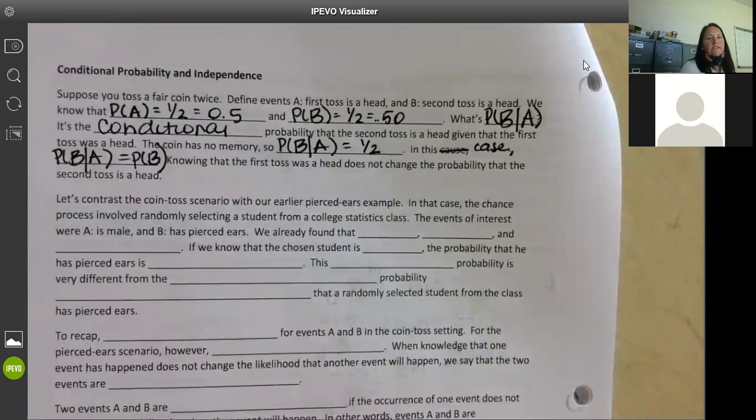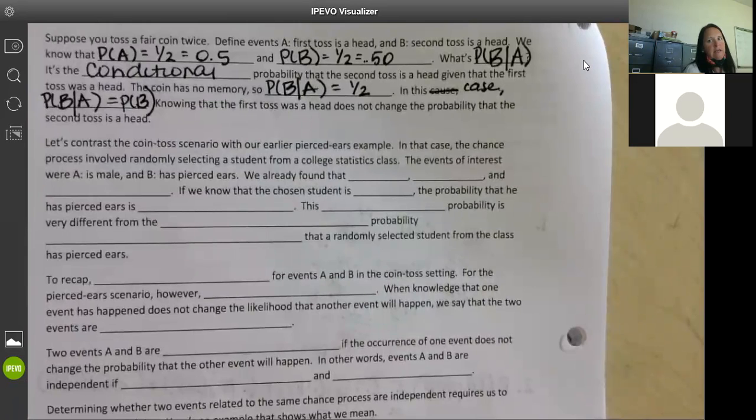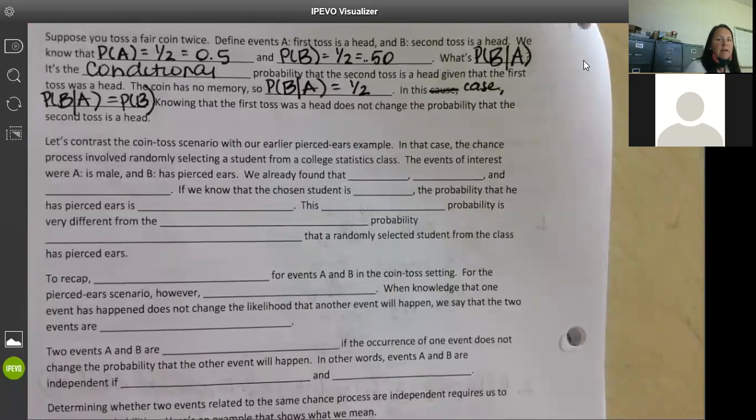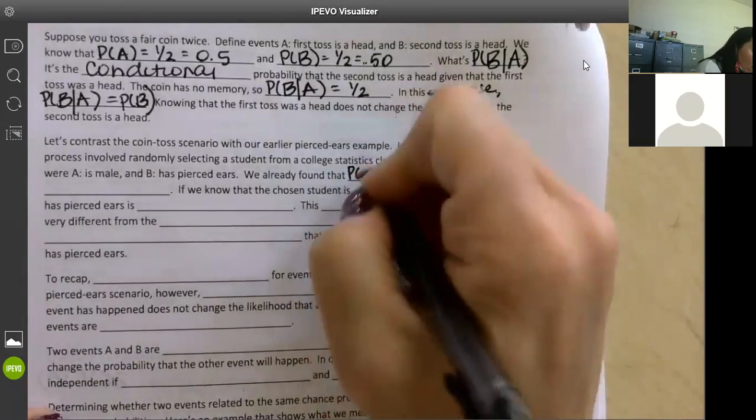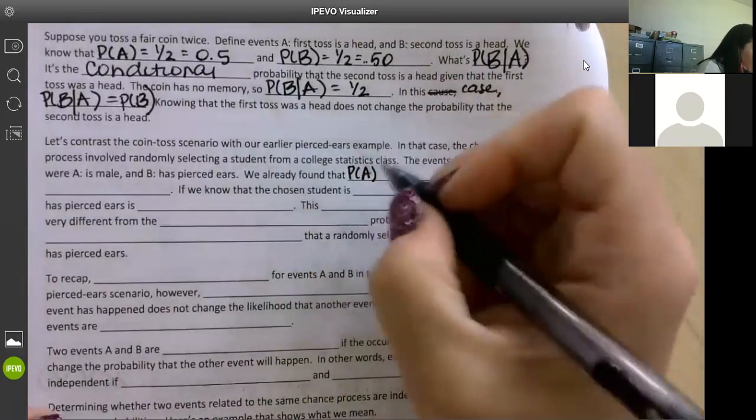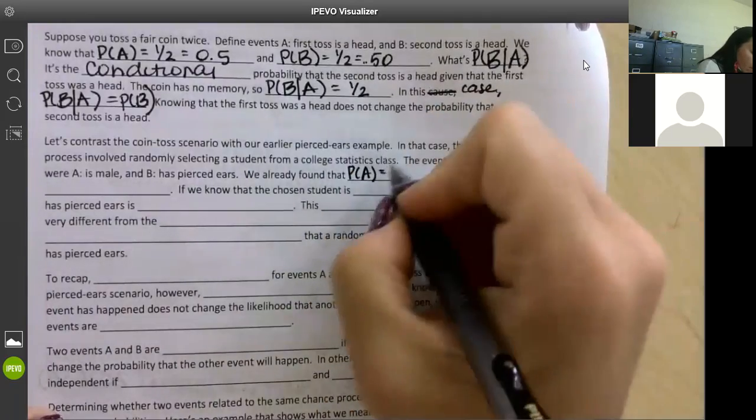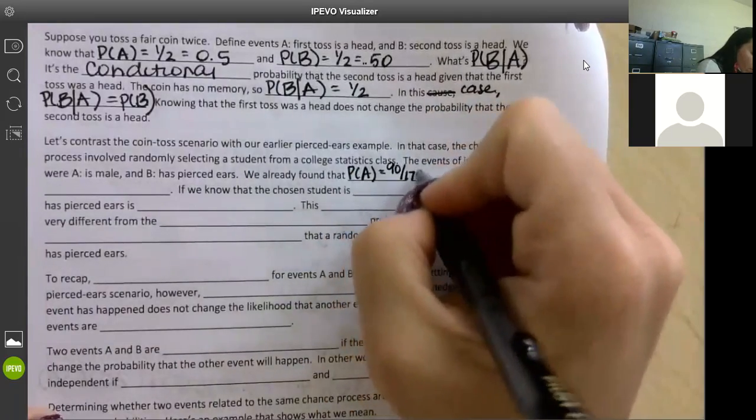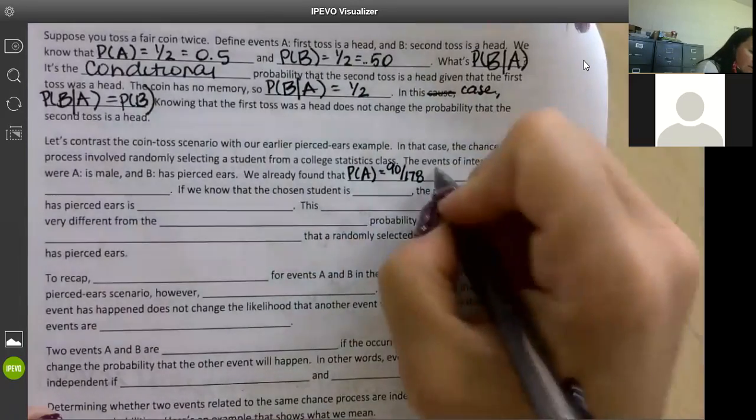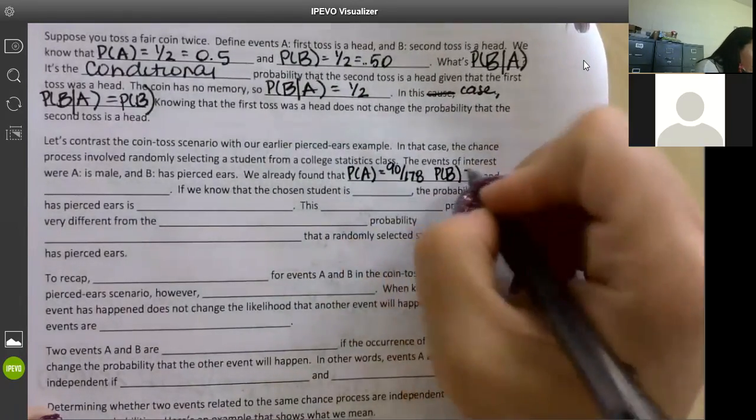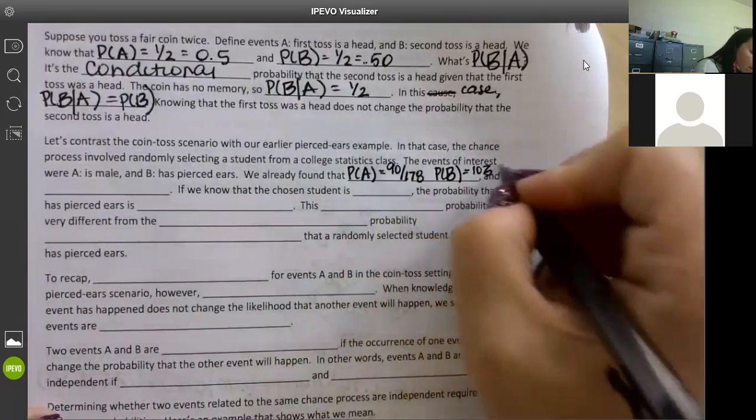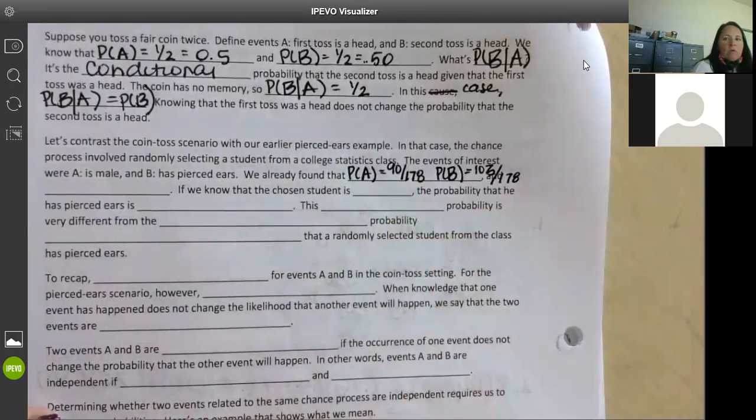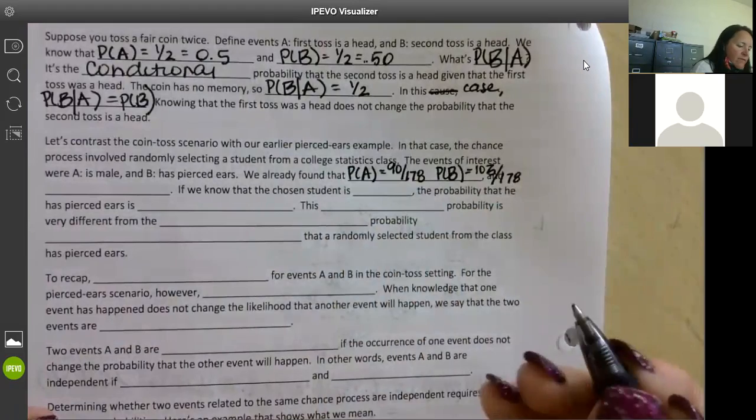So let's contrast this coin toss scenario with our earlier pierced ears example. In this case, the chance process involved randomly selecting a student from a college statistics class. The events of interest were A is a male and B has pierced ears, so just reviewing what we did. What we found out was the probability of A was 90 out of 178. The probability of B was 103 out of 178.